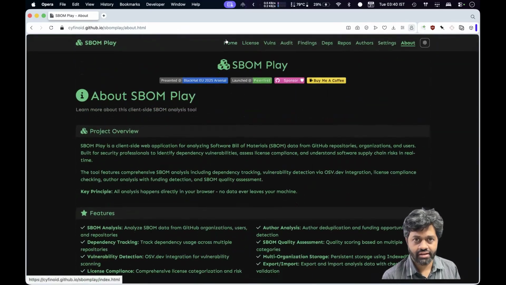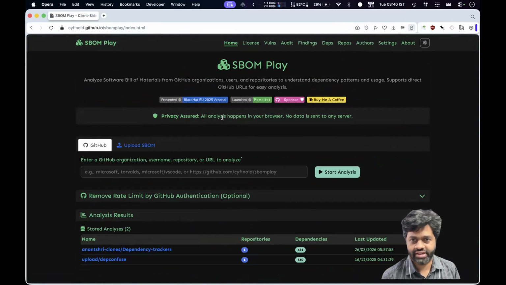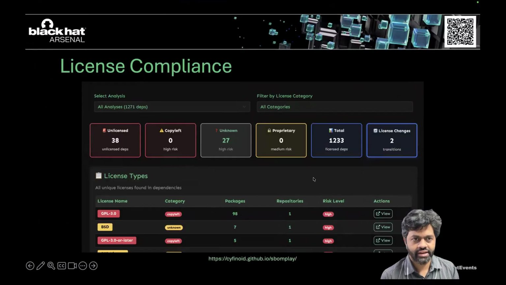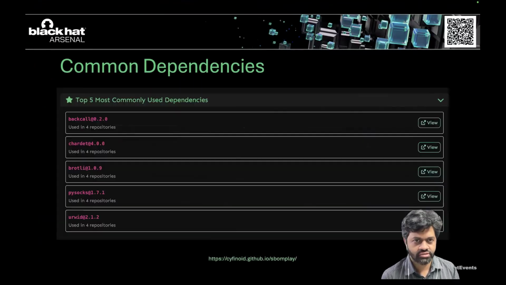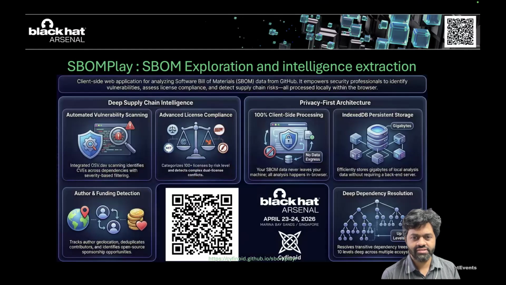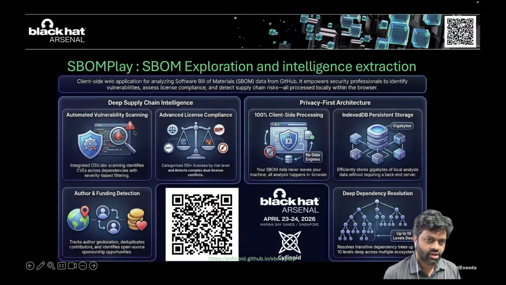So that covers the whole run of SBOMPlay. I would highly recommend all of you to go ahead and play around with it. I'll go back to the slides quickly. So you can see license compliance, change, authors, geography, common dependencies, version sprawl. All of this we have covered. This is, in a nutshell, a view of what SBOMPlay is: automated vulnerability scanning, license compliance, author and funding details, deep dependency resolution. Everything gets stored in the IndexedDB and everything is client side.